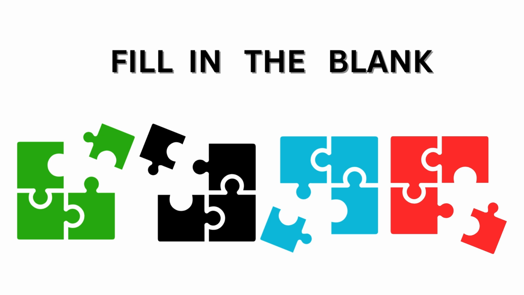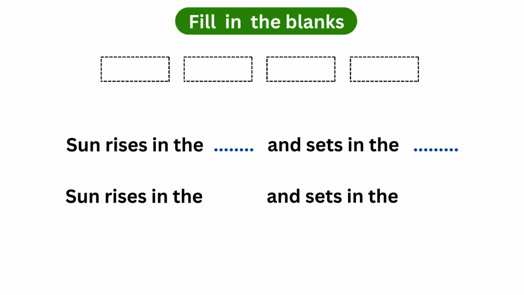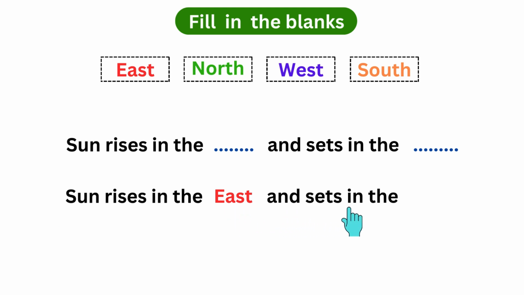Let's get started. Here's the first fill in the blank question for you. Sun rises in the dash and sets in the dash. Your options are east, north, west or south. The correct answer is sun rises in the east and sets in the west.